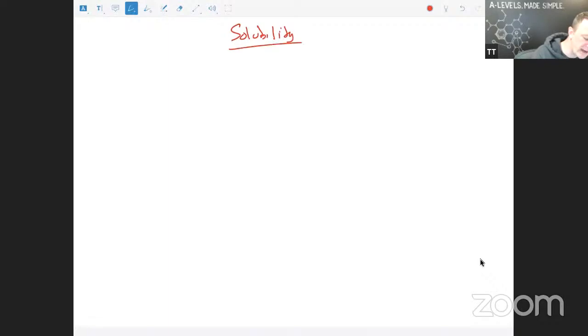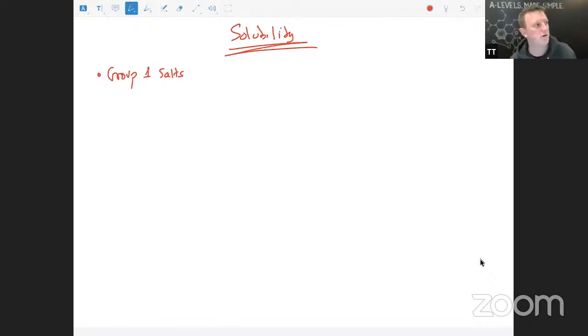A lot of people forget about this. And in terms of the test for ions and things like that. So we're going to cram this in really, really quickly, okay? So let's go with group one salts. So whether it's potassium nitrate, potassium hydroxide, lithium carbonate, whatever, what can we say about all the solubility of all group one salts?